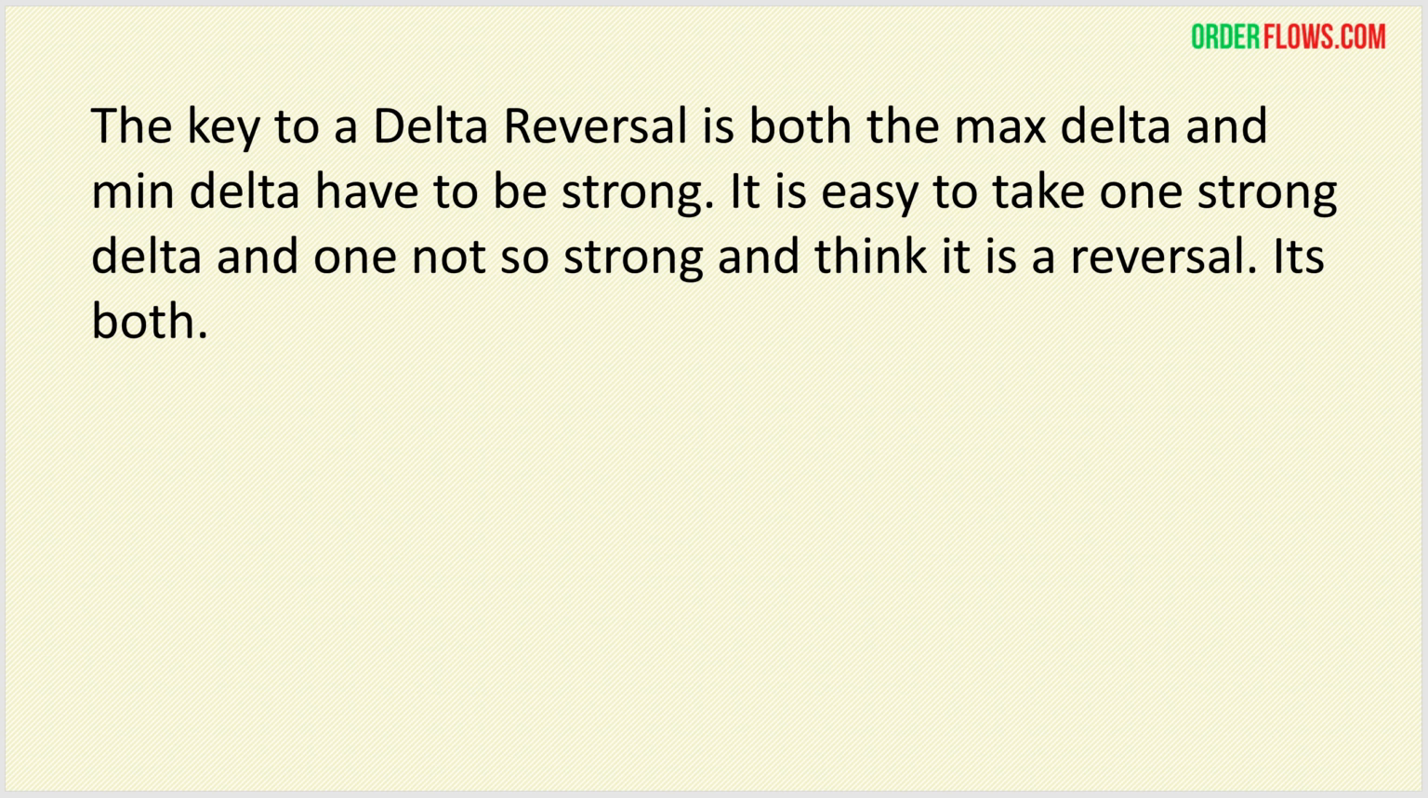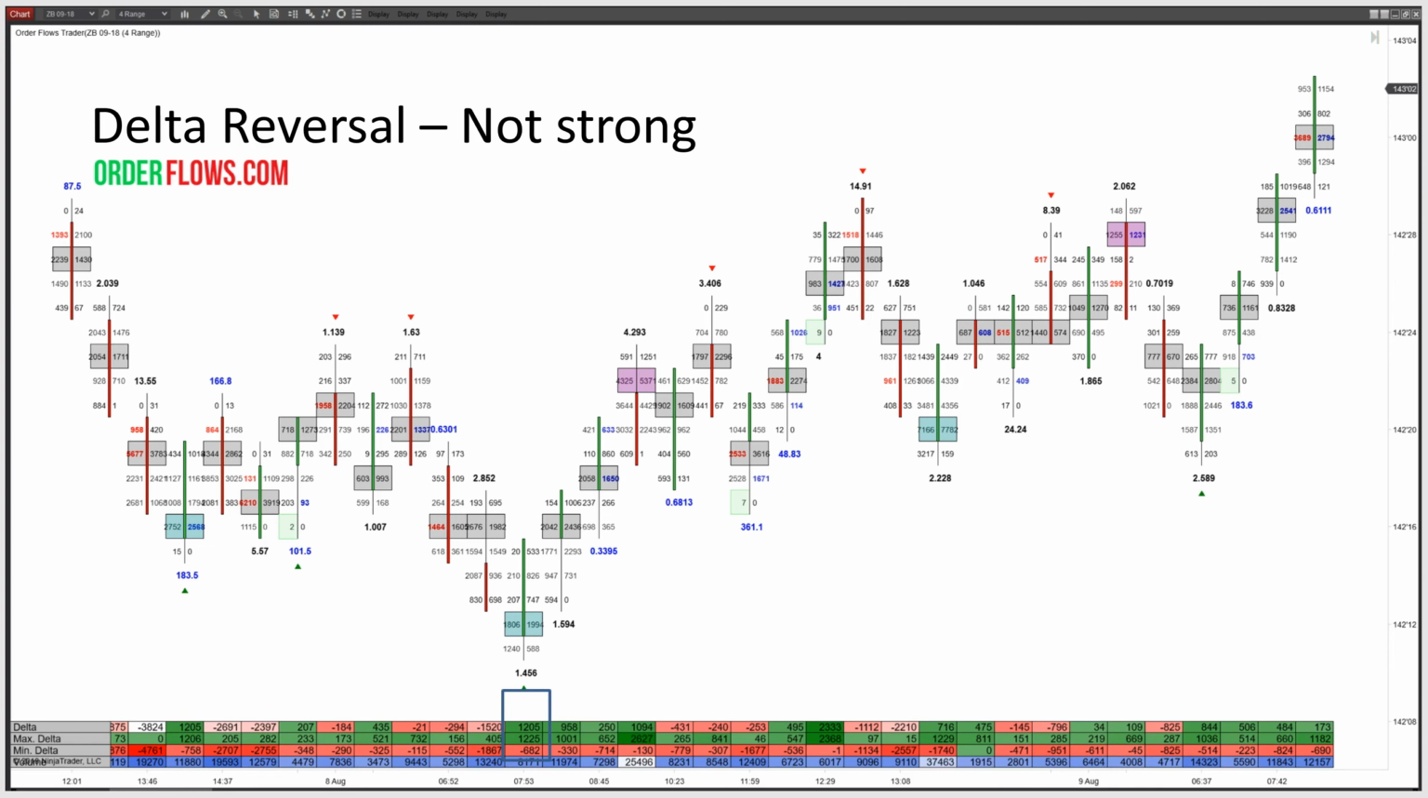Now, the key to a delta reversal is that both the max delta and the min delta should be strong. It's easy to take one strong delta, either positive or negative, and one not so strong, and think it's a reversal. It really needs to be both. And what I mean by that is like this. Can you take this? Would you consider it?